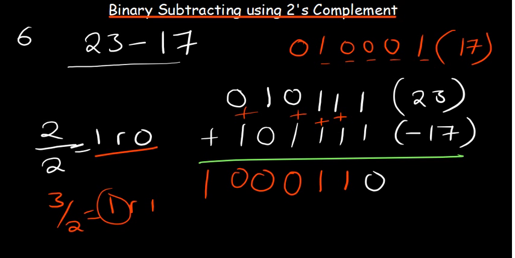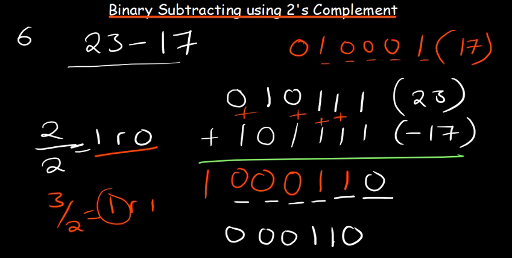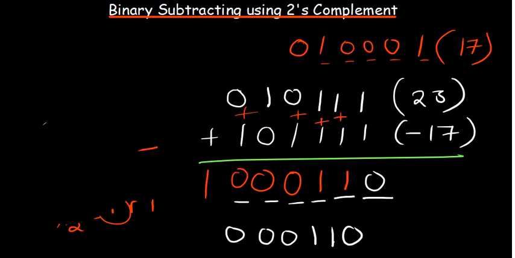Okay. So remember we're looking at a 6 register. So we just consider the 6 numbers, right? So 1, 2, 3, 4, 5, 6. So the result that we have is 0, 0, 0, 1, 1, 0, right? So that is our result after performing the operations. So we've added our digits, that is 23 plus negative 17. We've added them.